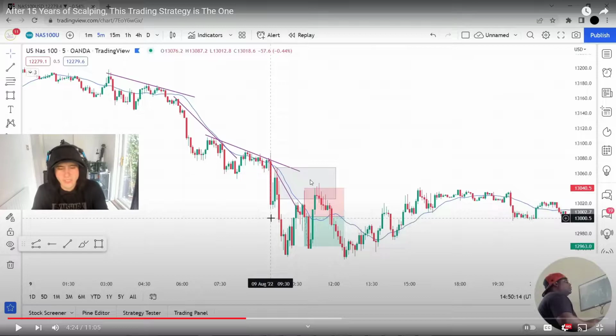Bro, you literally said price will come up here. So why would you enter down here? You would enter on that wick or this body. And then you could get decent R2R. But like this is like 20, 30 right here, this anyway.